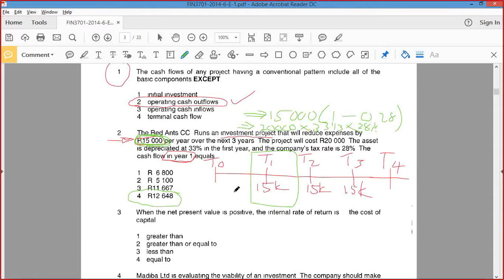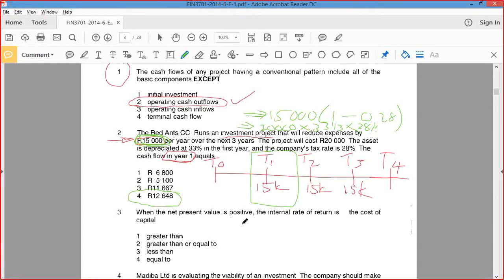6,666 plus 20,000 times 0.333 gives me 12,666. Yeah, but I get 12,648. So 12,648 is actually more accurate if you do it the other way. Okay. No, 100%. Yeah, 100%.